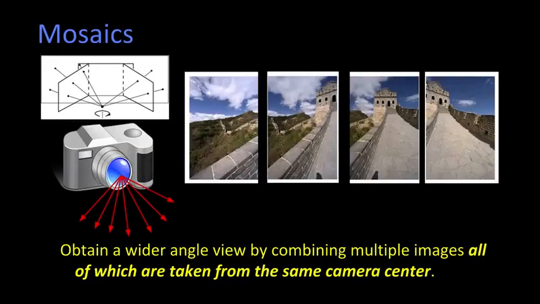So how are we going to do this? All right, so here's an example, again, courtesy of Steve Seitz. What we're going to do is take these multiple pictures. These are from the Great Wall of China. Thank you, Steve. And what's drawn here is this idea that we've taken all of these pictures from the same center of projection. So how do we do this?